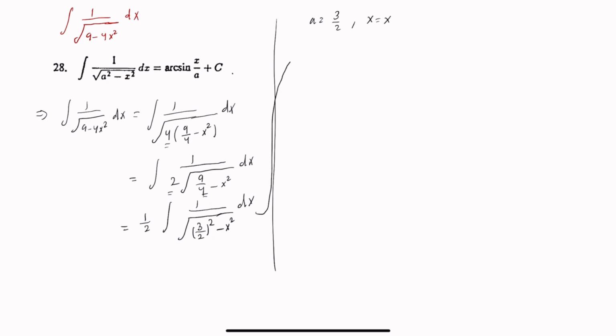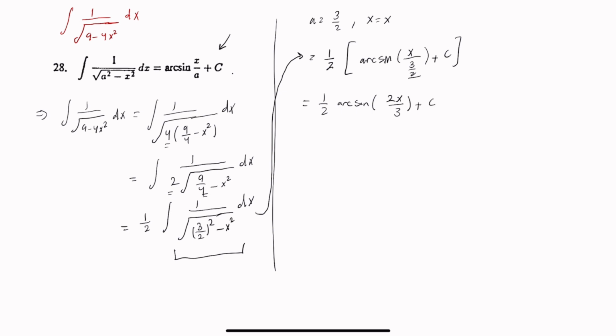Now this integral here is going to be equal to 1/2, and then the antiderivative of this one using this one in here. So that's gonna be arc sine of x over a, where a is 3 over 2, plus a constant c. So that's gonna be equal to 1 over 2 times arc sine of, and then I'm gonna simplify this term, 2x over 3, plus the constant c, and that should be the antiderivative of the integral.